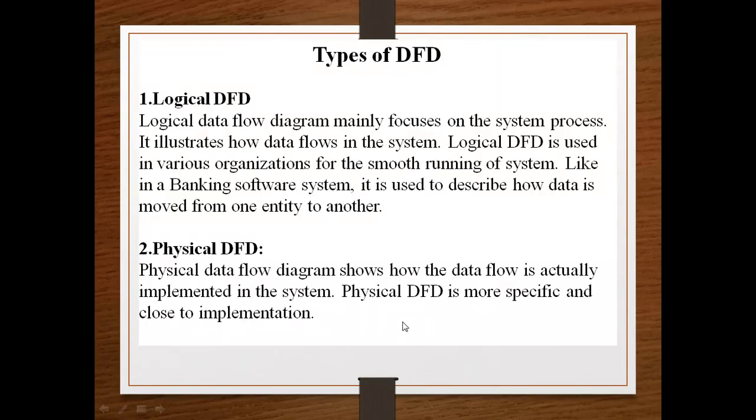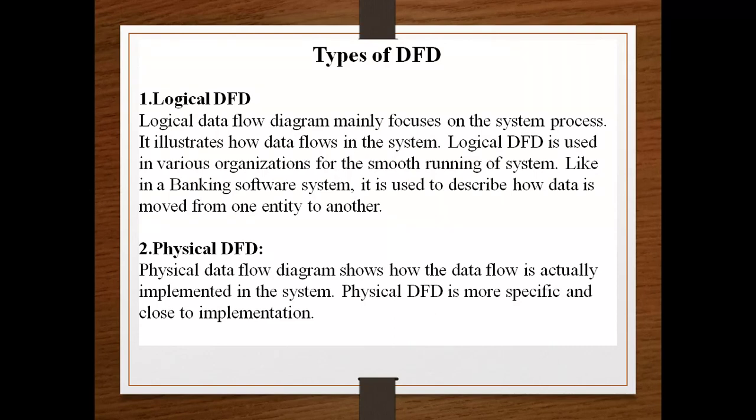Okay, types of DFDs. Now there is a logical and physical DFD. Logical is a conceptual DFD which you are thinking, where you know the process. Okay, that is called logical. Logical data flow diagram focuses on system processes. It will illustrate how your data flows in the system. It is used by various organizations for smooth running of the system, like a banking software system, to describe how data is moved from one entity to another.